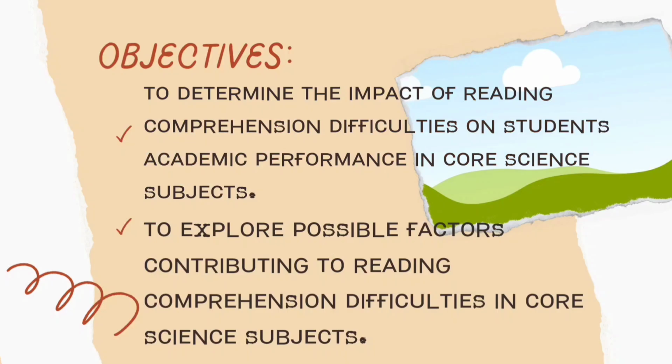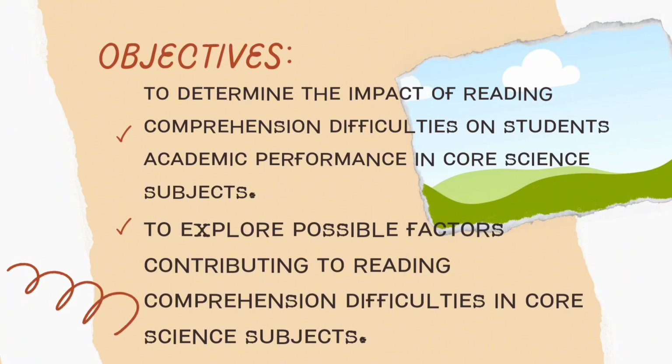So the next objective is to determine the impact of reading comprehension difficulties on students' academic performance in core science subjects. So this objective adds an important aspect by linking reading comprehension challenges with academic outcomes. So understanding this relationship could provide insights into how reading comprehension difficulties affect students' ability to succeed in science courses. So it would be interesting to explore whether students with poor reading comprehension skills also perform poorly on assessments in practical application of science.